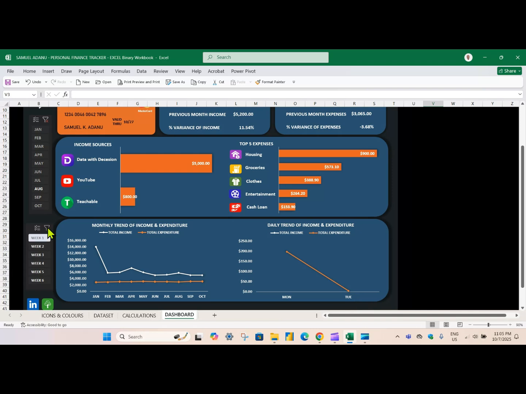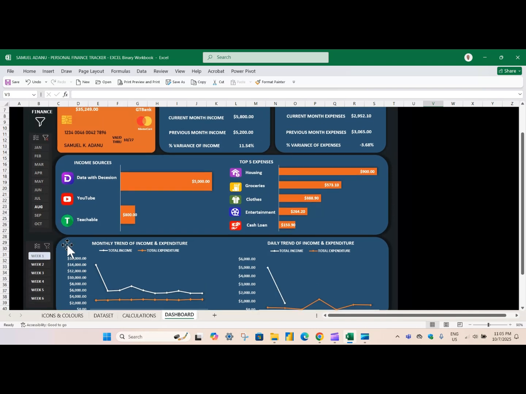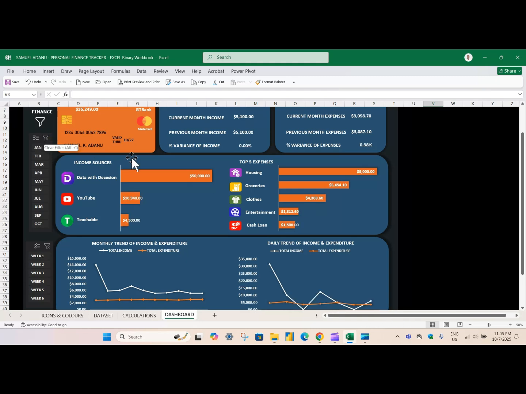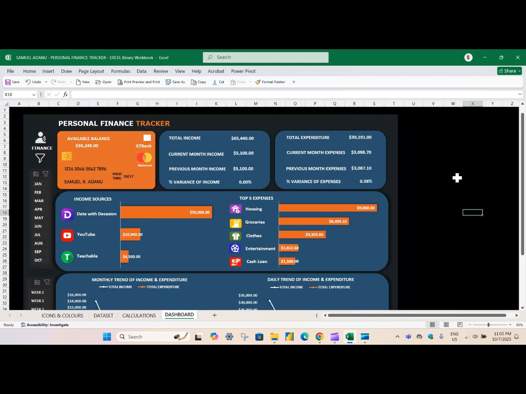Okay, let me clear all filters on the week of month slicer. Clear all filters on the month slicer to highlight or sort the entire data. So basically, this is how the financial tracker has been built for Mr. Samuel Kojo Adano, who is a customer of Guaranteed Trust Bank Ghana Limited.